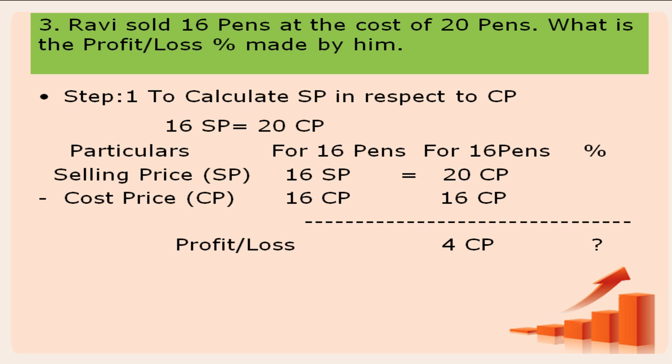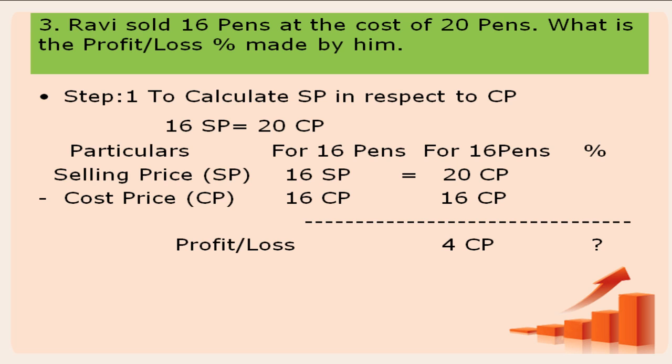The given condition is 16 selling price is equal to 20 cost price. For calculating, selling price for 16 pens is 16 SP, and cost price for 16 pens is 16 CP. But the given condition is 16 SP is equal to 20 CP. Therefore, substituting the value, 20 CP is equal to 16 SP, we get the equation: selling price for 16 pens is equal to 20 CP, cost price for 16 pens is equal to 16 CP.